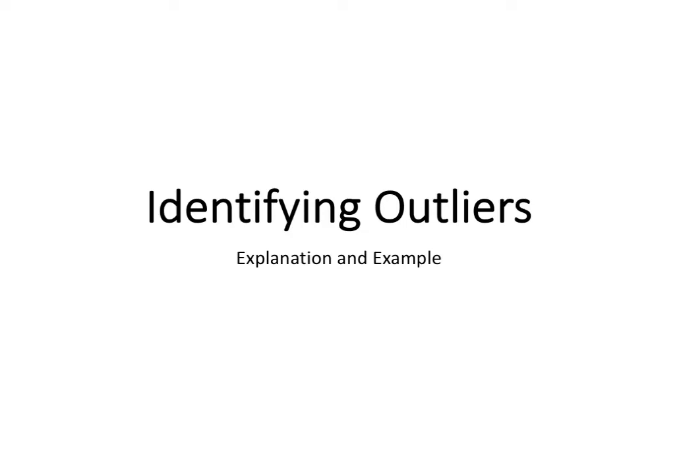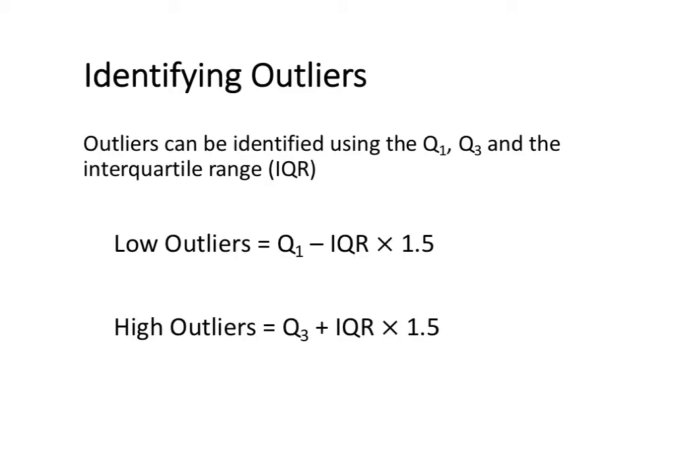In this video, we're going to have a look at how to identify outliers within a data set. An outlier is a number within the data set that is significantly different to the rest of the numbers in the data set. So it could either be a lot higher or a lot lower than the rest of the numbers. So to identify an outlier, you can use the first quartile and third quartile in interquartile range to help you identify high and low outliers.